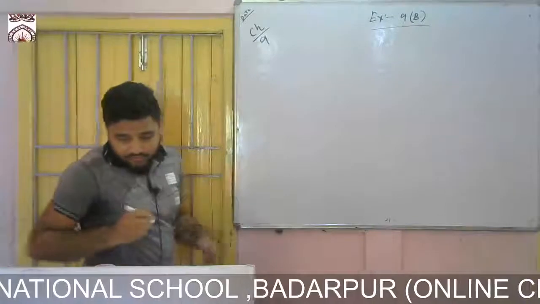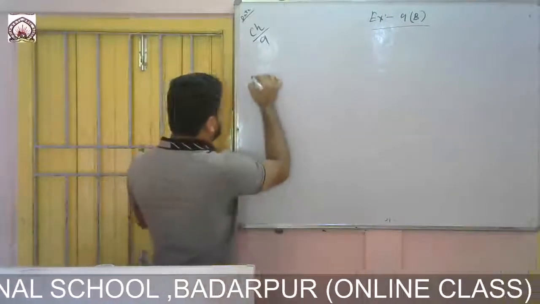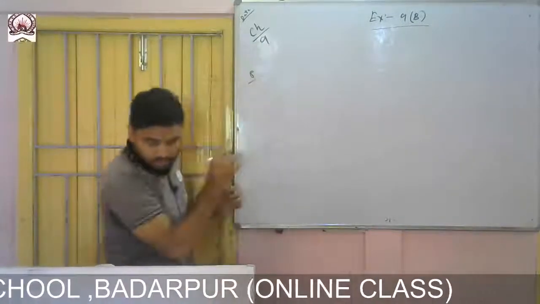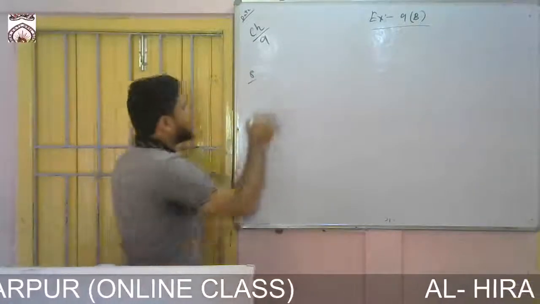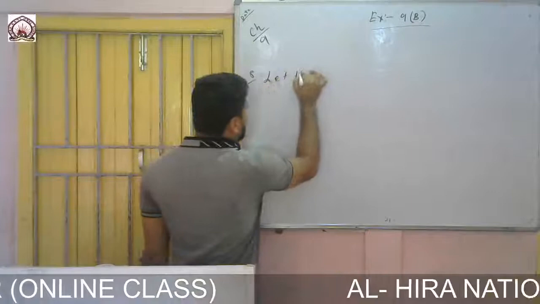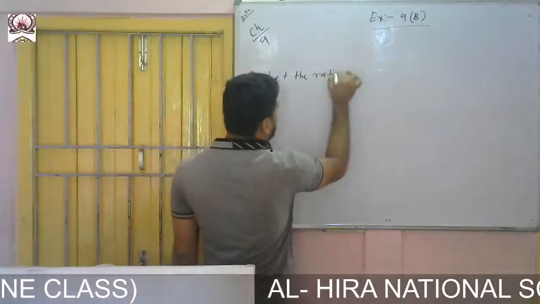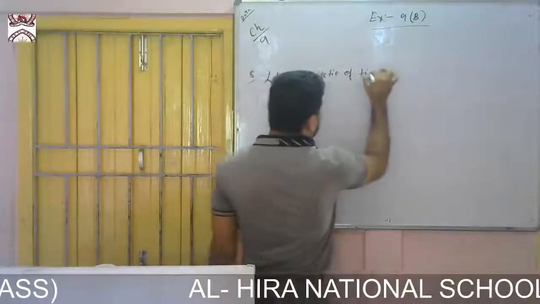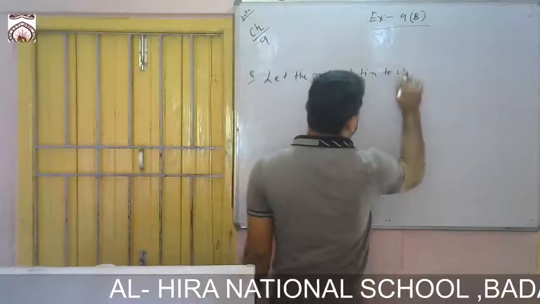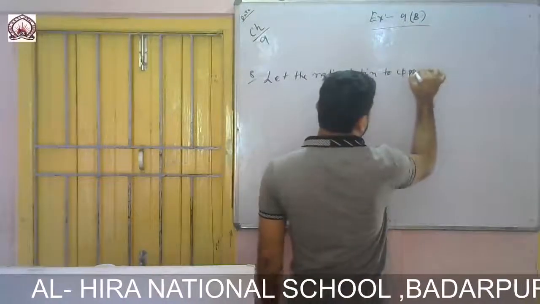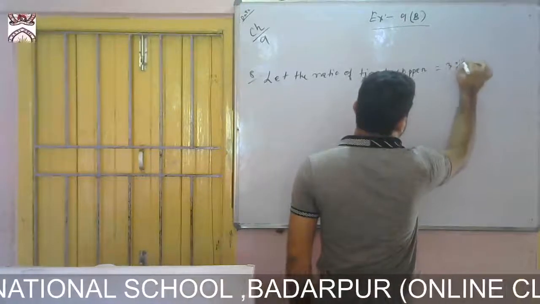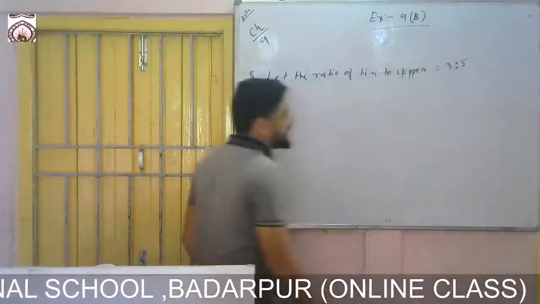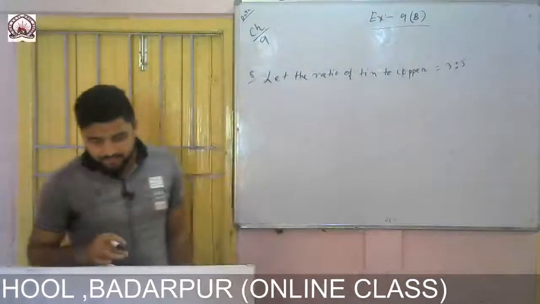Question number 8. Let the ratio of tin to copper equal 3:5.